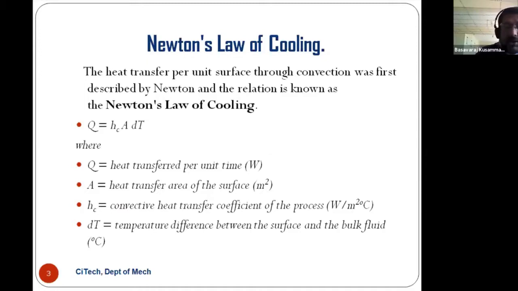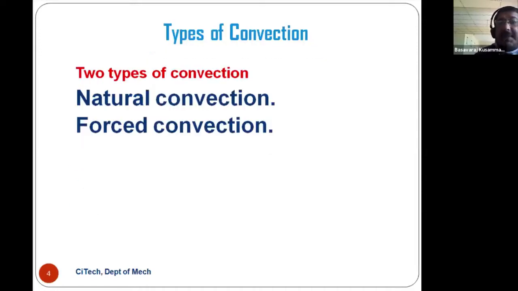Then what are the classification types of convection? There are two types of convection. One is called natural convection and the other is called forced convection. So what is natural convection and what is forced convection? You will come to know about that.